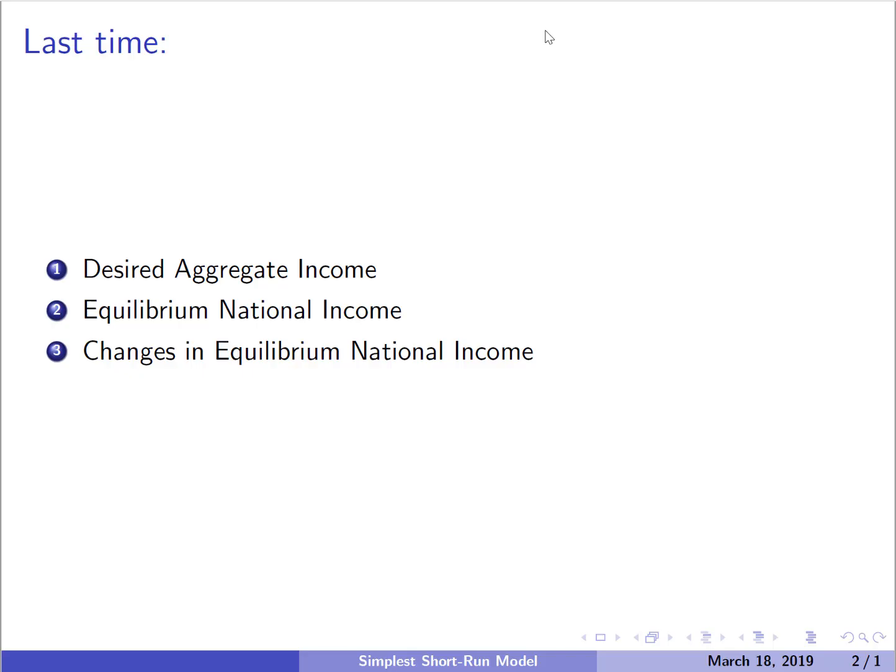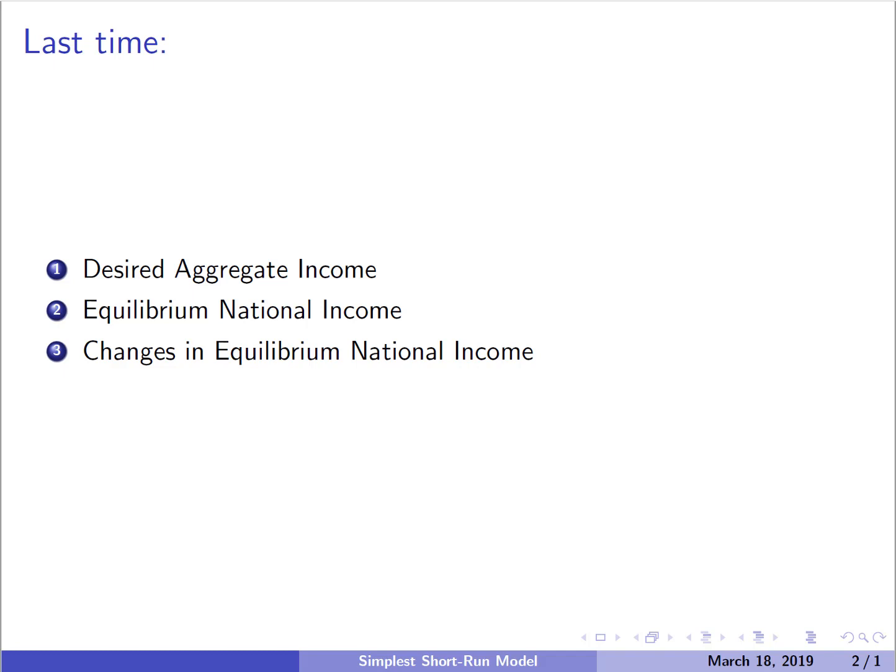So in this series of videos, we're going to look at chapter 22 in the 15th edition of Ragan, which is kind of adding government and trade to the simplest macro econ model. So in our last lecture of the year, we talked about this idea of desired aggregate expenditure, desired aggregate income, which is this theoretical model that we've been coming up with.